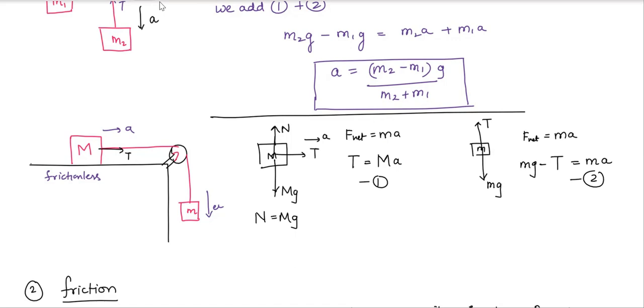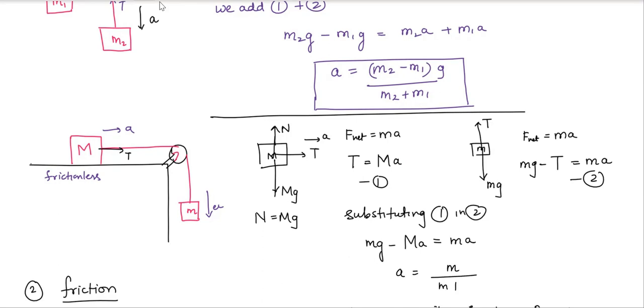Now if we plug the tension from equation 1 into equation 2, substituting 1 in 2, what we get is mg minus ma is equal to small m a. And then we can move and rearrange terms to get an answer like this.